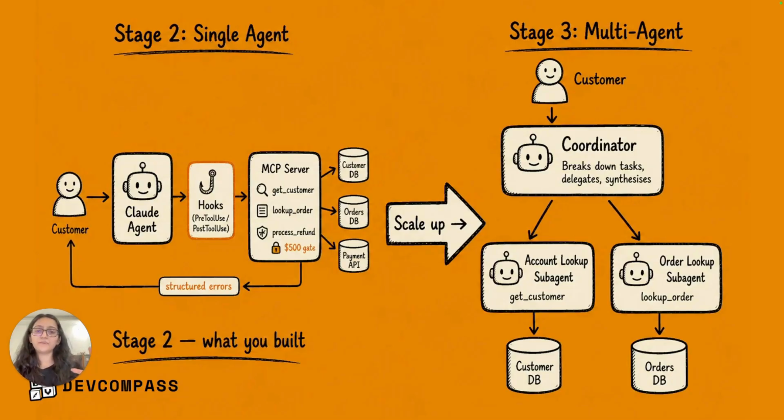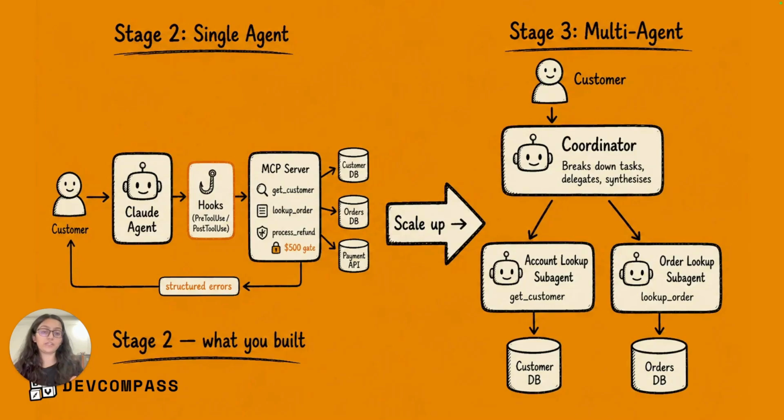Right side is the beginning of what stage 3 will actually build. The same customer, but now instead of talking directly to Claude, the customer request goes to a coordinator. A Claude instance whose job is not to answer the customer directly, but to break down the request, delegate work to sub-agents and synthesize the results back into a coherent response. Below the coordinator are 2 sub-agents.